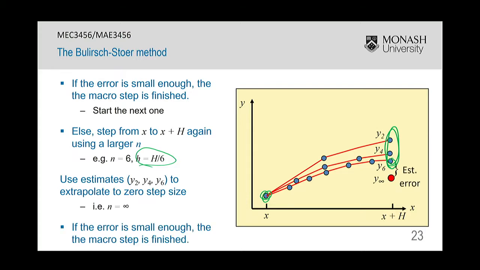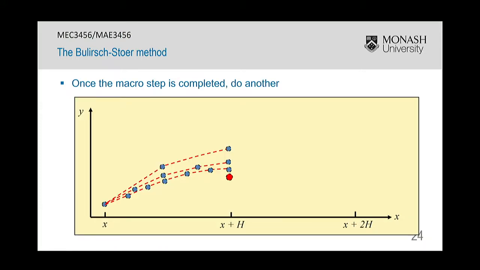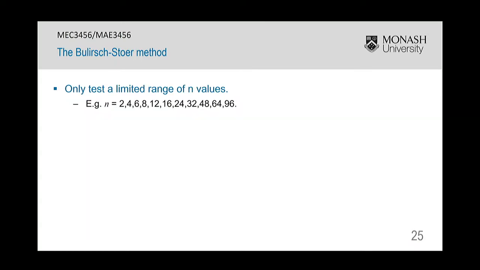That's our error. If it's small enough, the macro step is finished, and on we go using more and more points. Once we've completed our macro step, in other words, our estimate of the error here is small enough, we take this value here, which is our extrapolated value to an infinite number of steps, and we do the process again for another macro step. So now we're going from x plus H to x plus 2H. And eventually on we go. So that's the concept behind the Bulirsch-Stoer method.